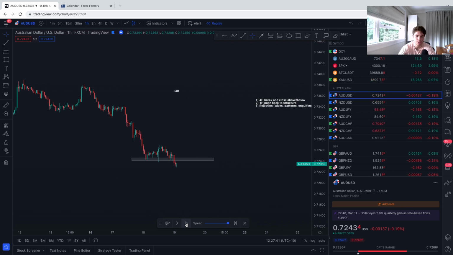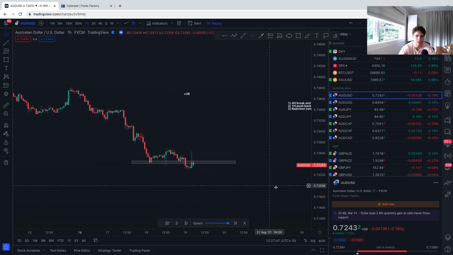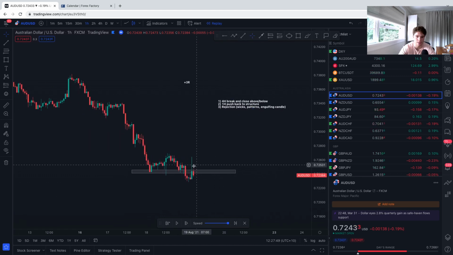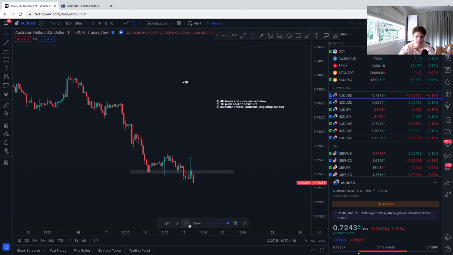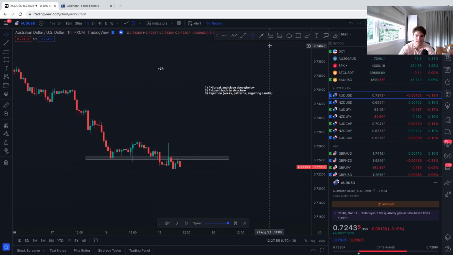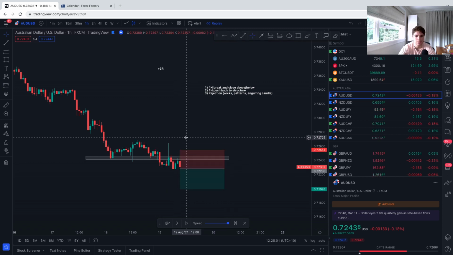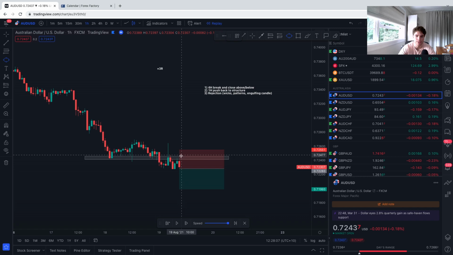Okay, so we've broken and closed below structure again. Let's see if we get another retest. Not a bad wick. We don't have the engulfing candle yet. So let's see, maybe we get a double top. Oh, yeah. This could be a gnarly start. I'm just a bit concerned that we don't have wick rejections on this second touch here.